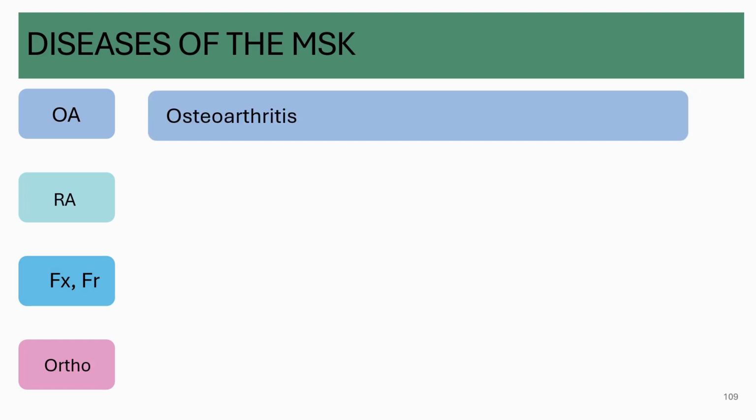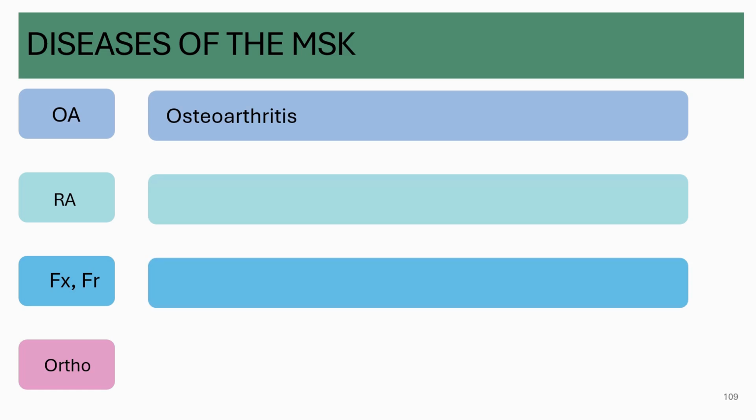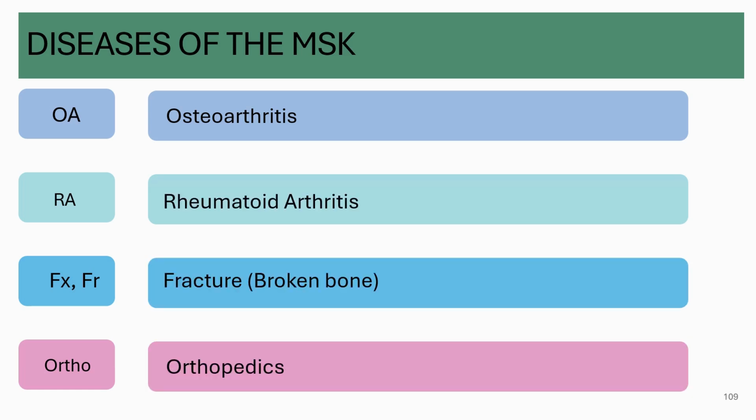All right, OA is the abbreviation for osteoarthritis. RA is the abbreviation for rheumatoid arthritis. We discussed those inside of our diseases video, so please go ahead and visit that.